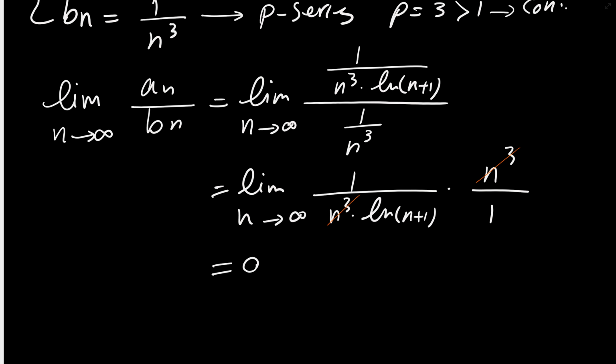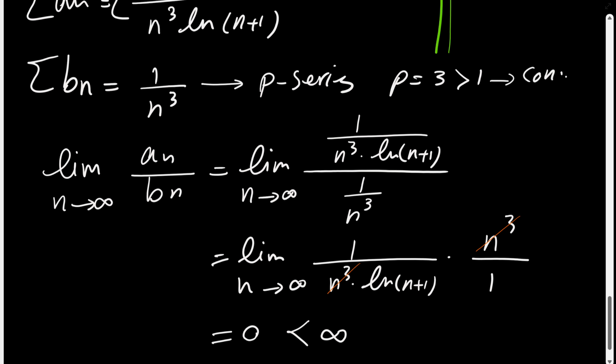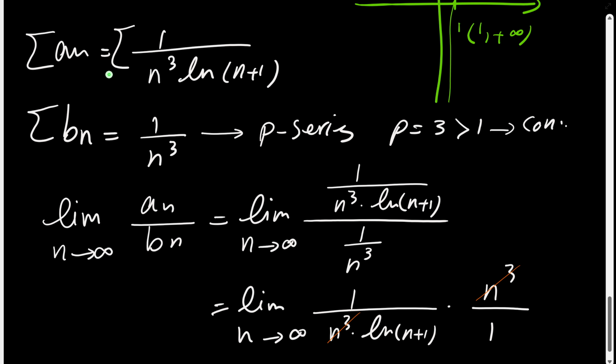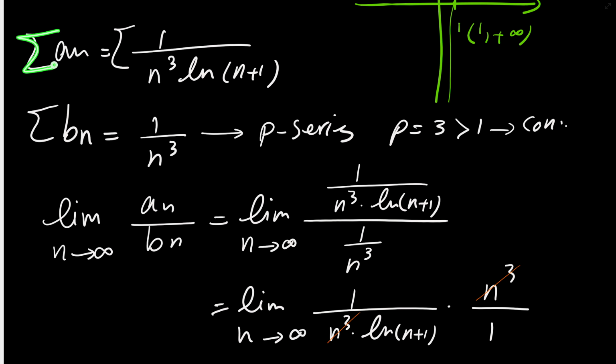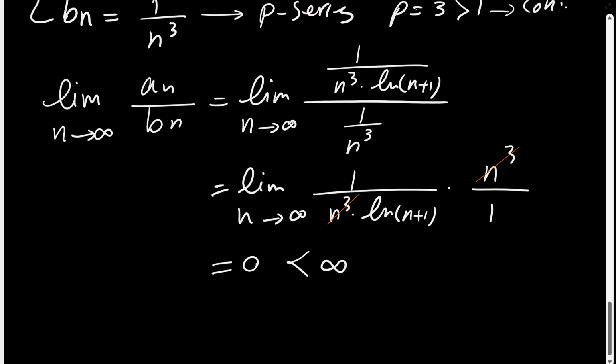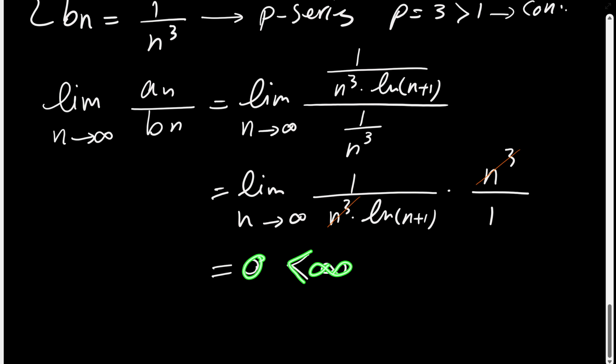As you see, the limit is between 0 and less than infinity. So by the limit comparison test, I can conclude that the behavior of sigma an and sigma bn are the same. What I know about sigma bn, I know it is a p-series, p greater than 1, converge. So by limit comparison test, we conclude that sigma an converges as well. Why? Because limit of an divided by bn when n approaches infinity is 0 and it's less than infinity.